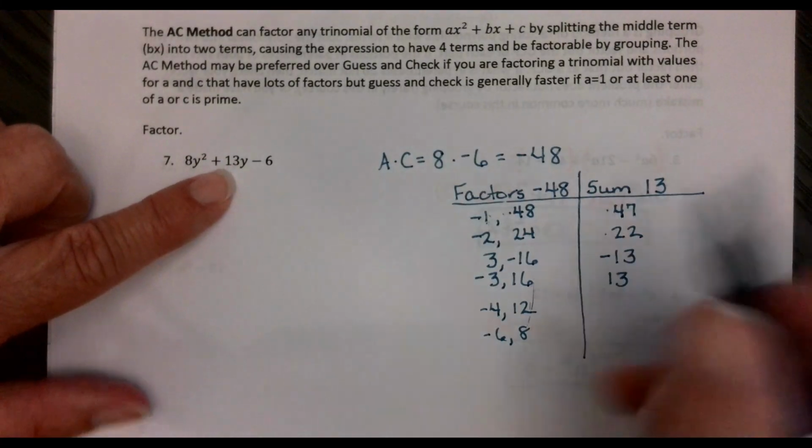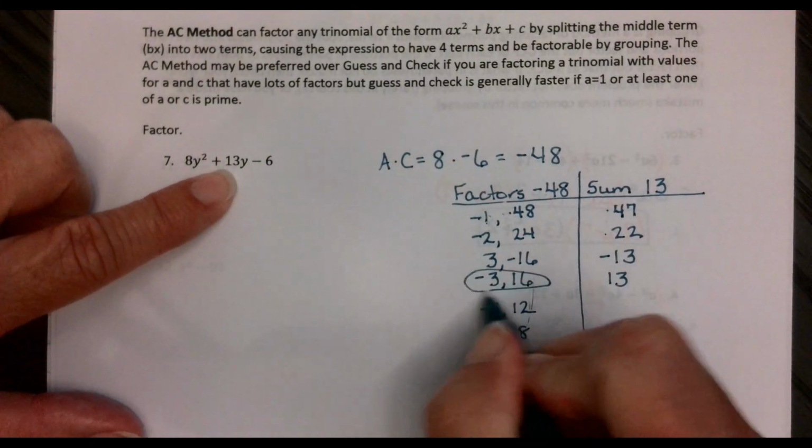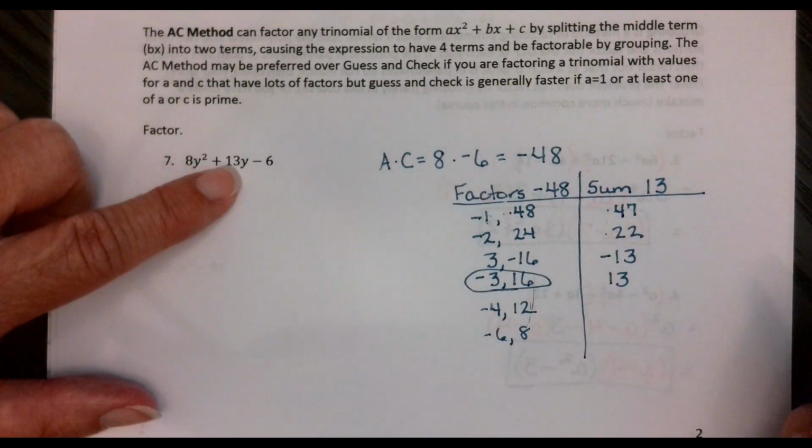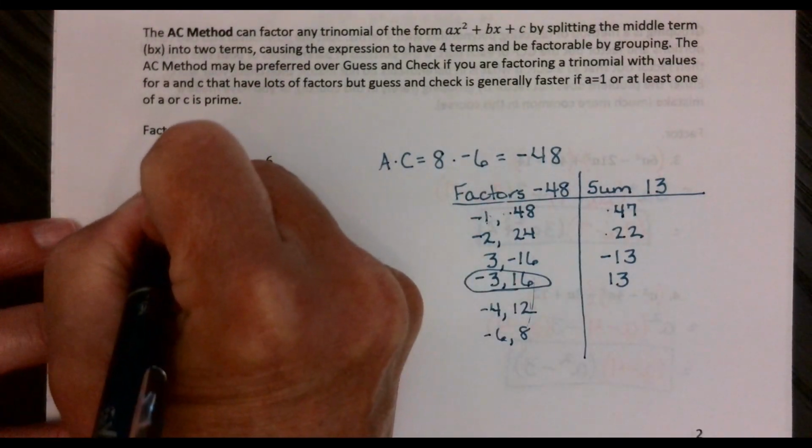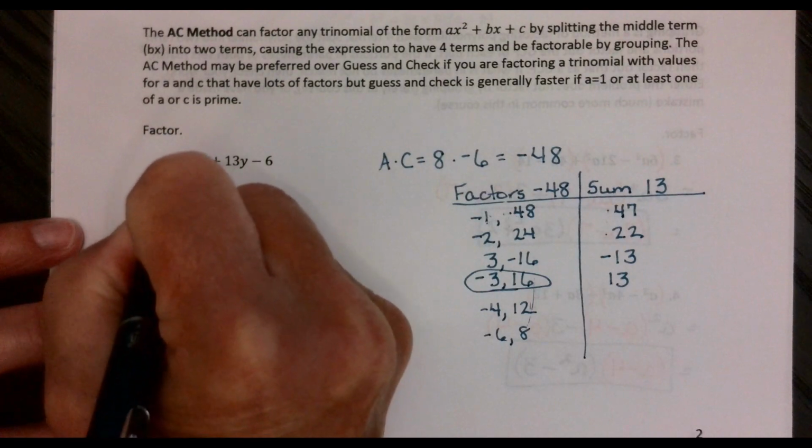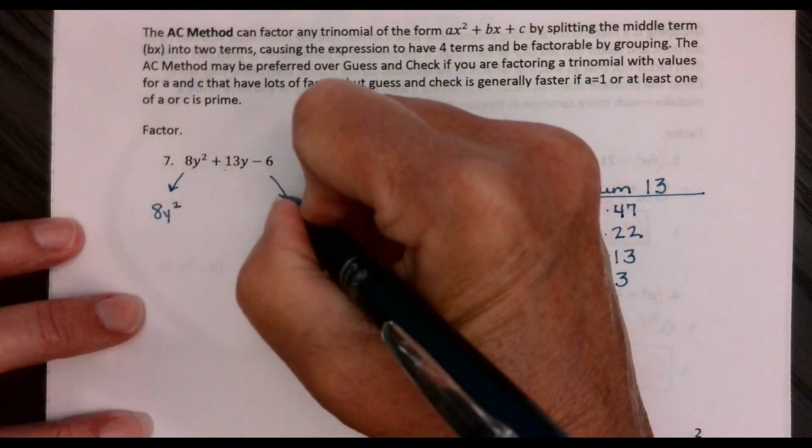Now, what do we do with it? So we found these two are what gives us this middle term. So here's what you do. We bring down our 8y squared, and we bring down this negative 6.